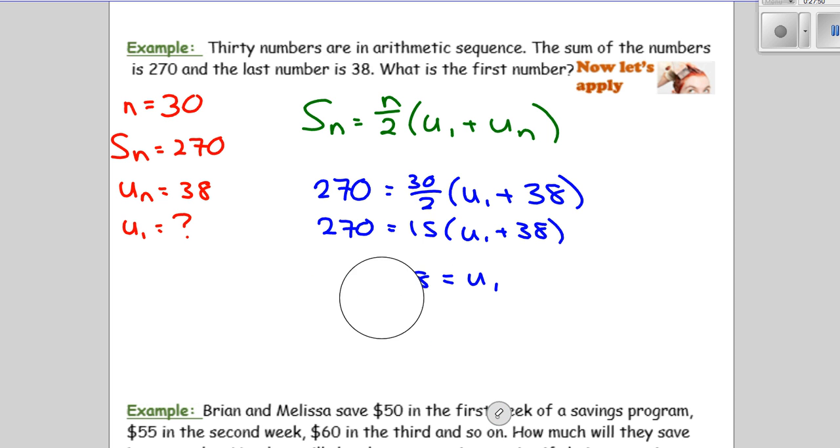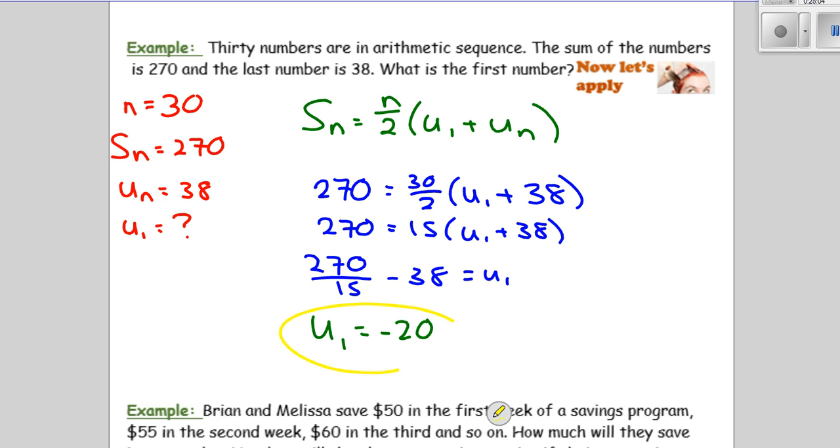So let's just exclude 270 and divide by 15, and then we should have subtracted 38. Thank you. U of 1. And U of 1 equals negative 20. So you can see how important algebra is. Always good to check, is that all they wanted? What is the first number? Yes, thank goodness, that's all they wanted.